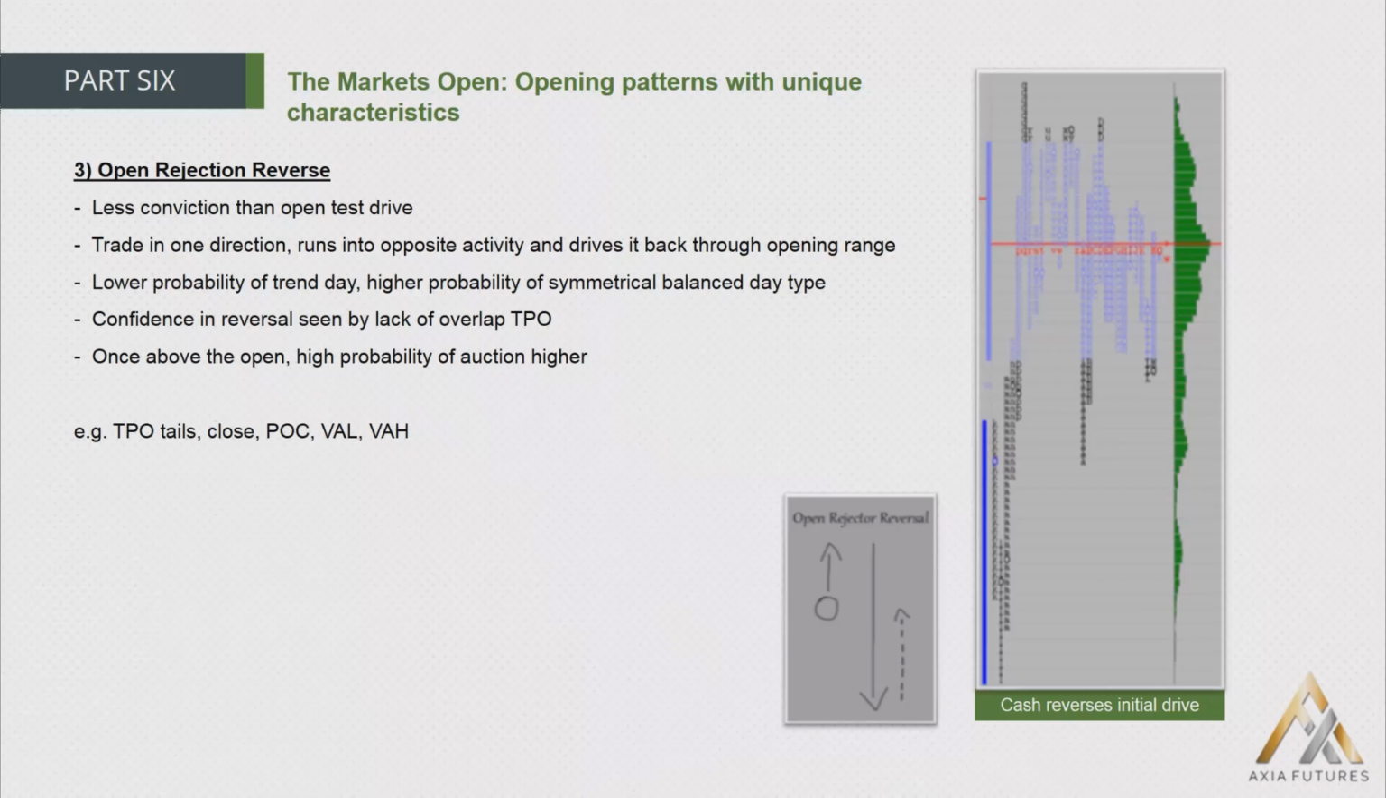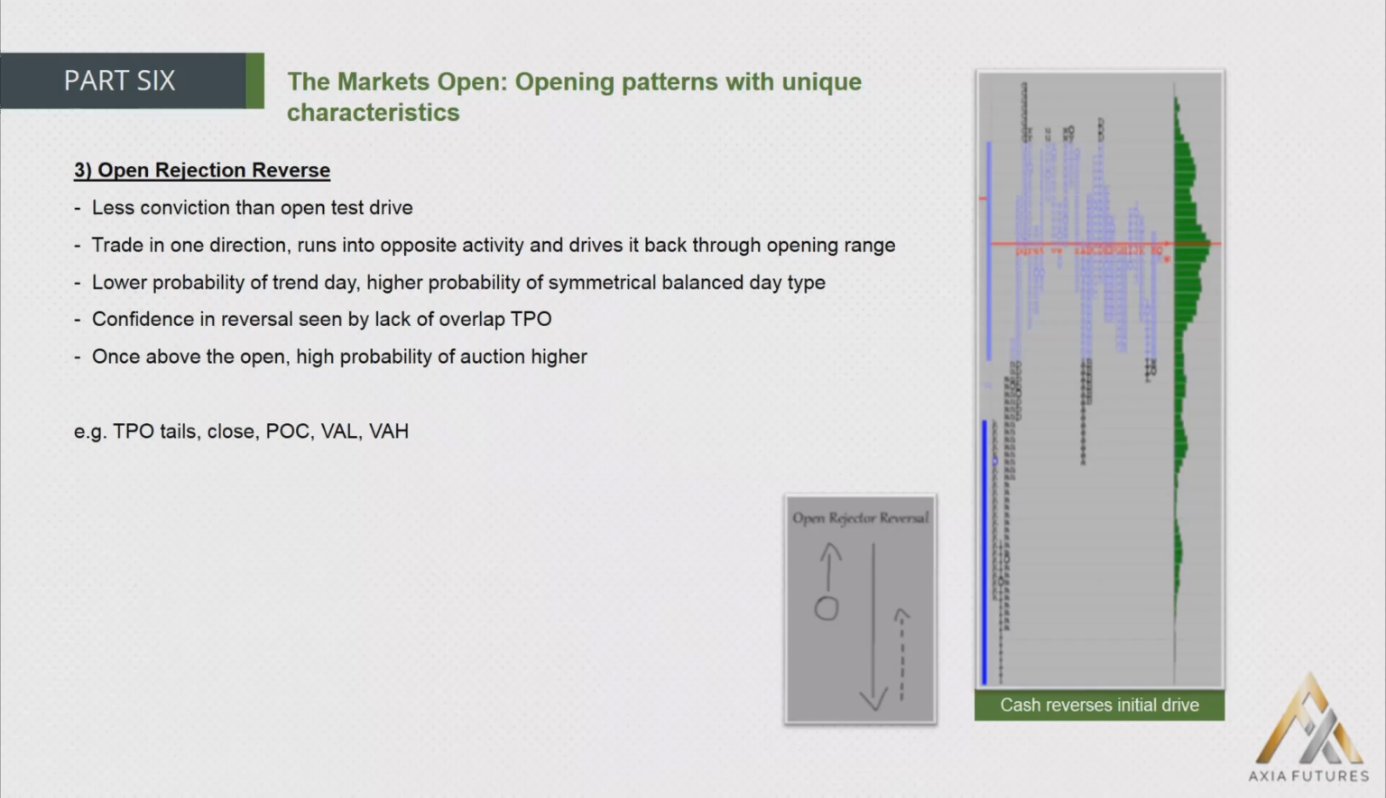Note again, the trade works once we're above the open. So once we start to print above that opening price, that is when it becomes suggestive of a potential for an open rejection reverse. And note, there's a high probability once we take out that open to continue auctioning higher.